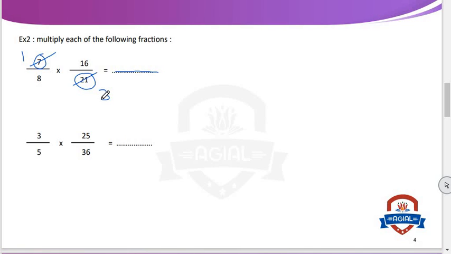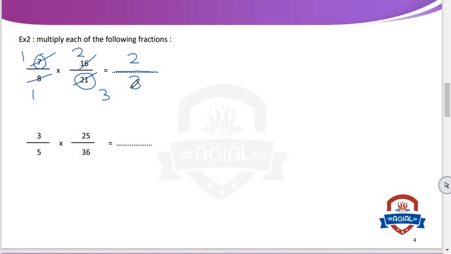Okay, 8 and 16. We can divide both of them by what? Yes, well done. We can divide both of them by 8. 8 divided by 8 equal 1. 16 divided by 8 equal what? 2. Okay, you can multiply now. 2 multiply 1 in numerators equal what? Excellent, equal 2. 3 multiply 1 in denominators equal what? Yes, super, equal 3. So the result will be 2 over 3.